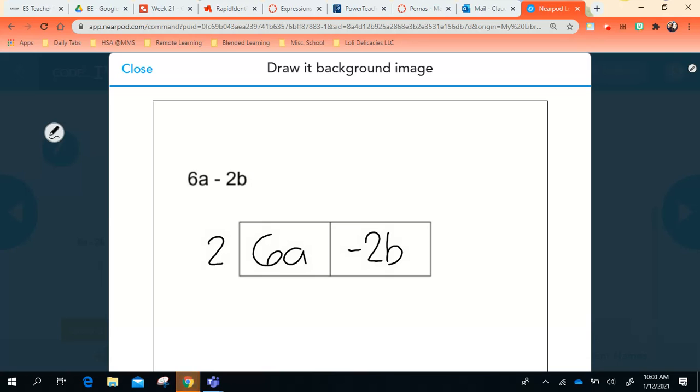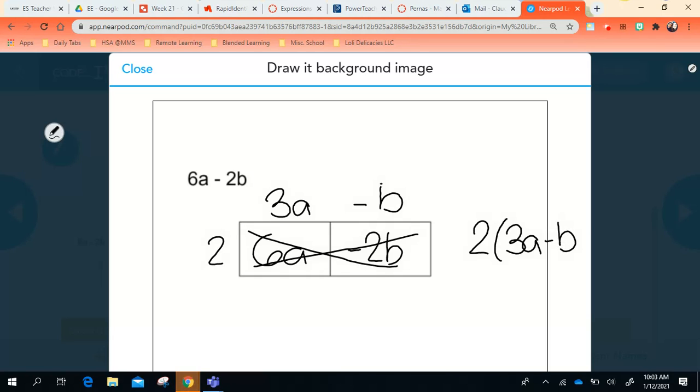How many times did 2 go into 6a? 3a. Do not forget your variable. How many times did 2 go into negative 2b? Negative 1b, or you can just do negative b. But don't forget that negative. What do I need to do before I rewrite it? Cross out my box so I don't make a mistake. And then my answer is 2, open parentheses, 3a minus b.